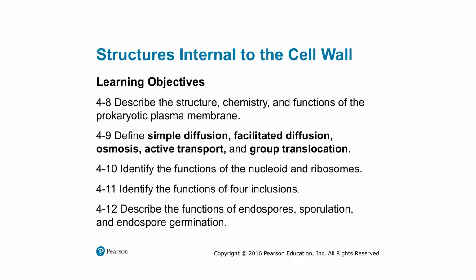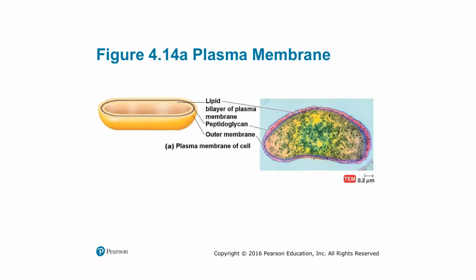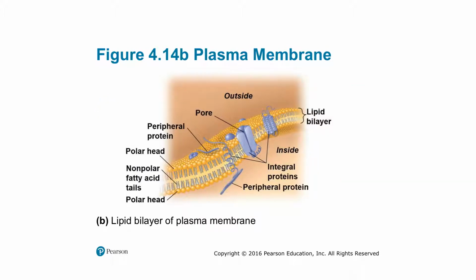So the structures internal to the cell wall. The phospholipid bilayer that encloses the cytoplasm is going to be that plasma membrane. And so the peripheral proteins on the membrane surface are going to be part of the plasma membrane, and the integral and transmembrane proteins penetrate this membrane. So here we can see the plasma membrane, a micrograph as well as the cartoon image of it. So here you can see the peripheral and the integral proteins that are either going to cross the membrane or they're not going to cross the membrane. And so these are proteins that help the cell do work.